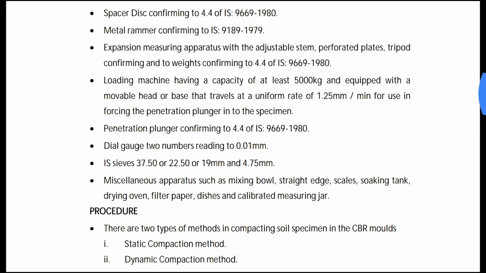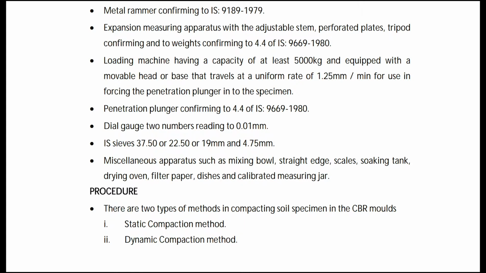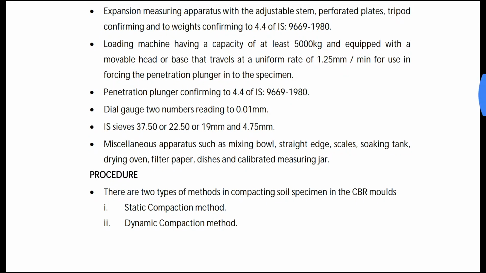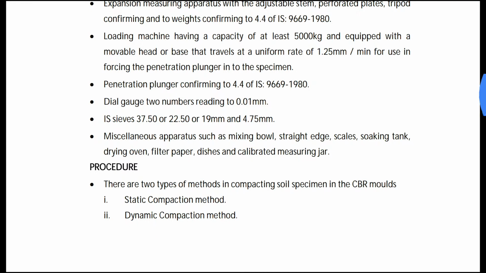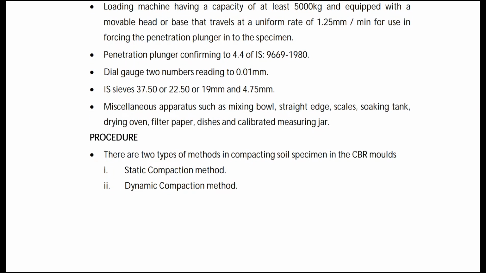Spacer disc conforming to 4.4 of IS 9669-1980. Metal rammer conforming to IS 9189-1979. Expansion measuring apparatus with the adjustable stem, perforated plates, tripod, and two weights conforming to 4.4 of IS 9669-1980. Loading machine having a capacity of at least 5,000 kg and equipped with a movable head or base that travels at a uniform rate of 1.25 mm per minute for use in forcing the penetration plunger into the specimen.